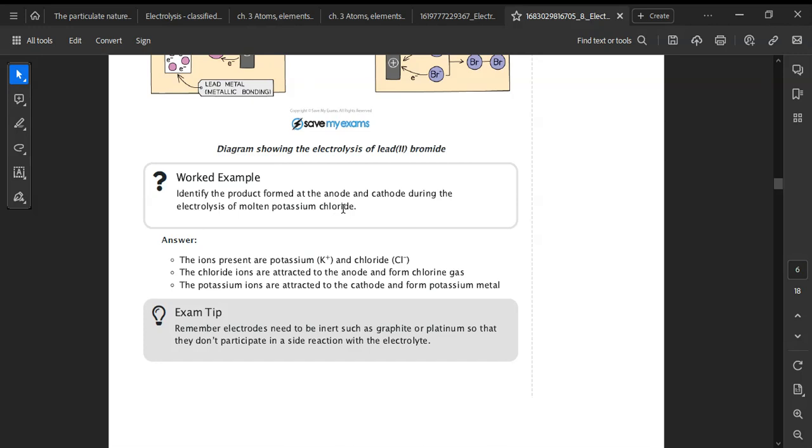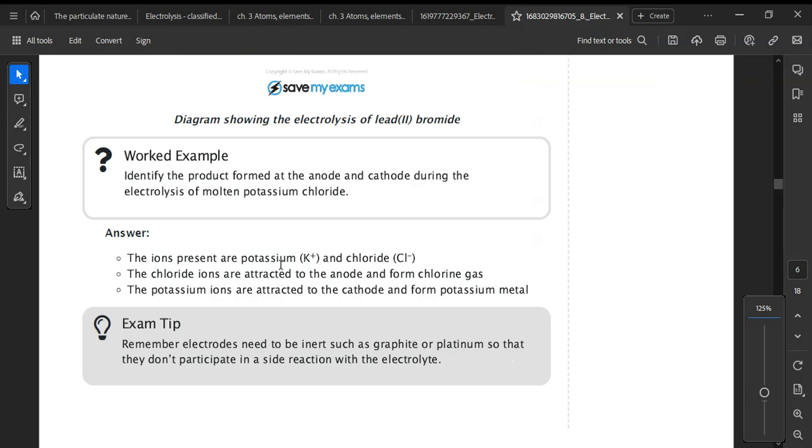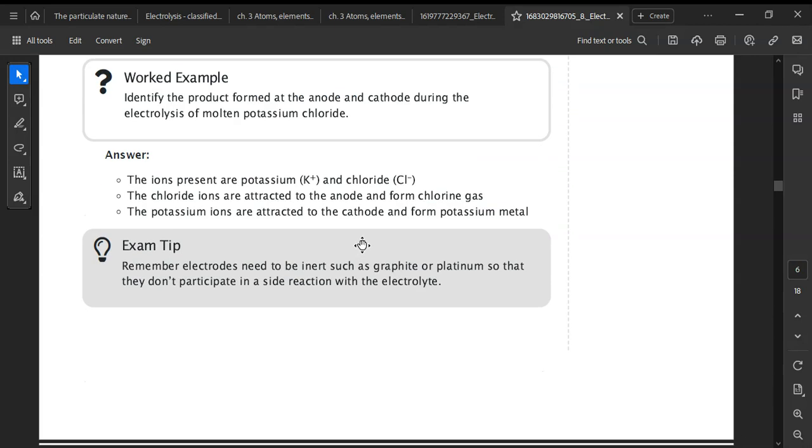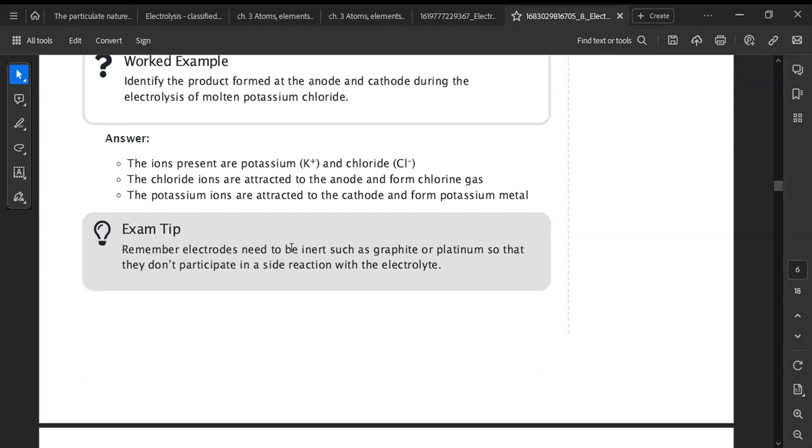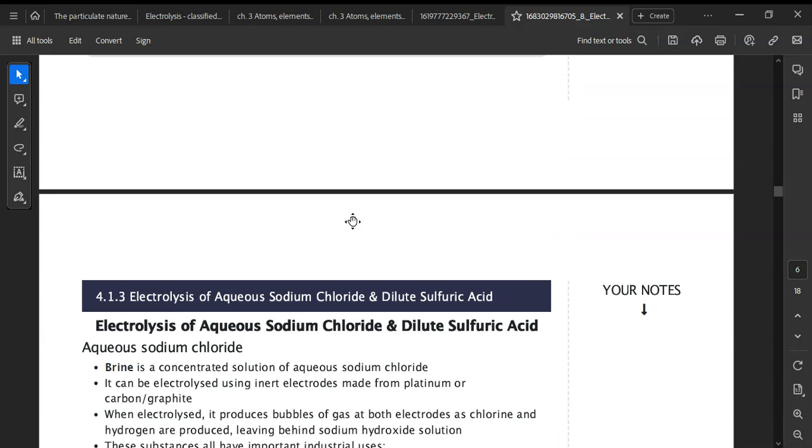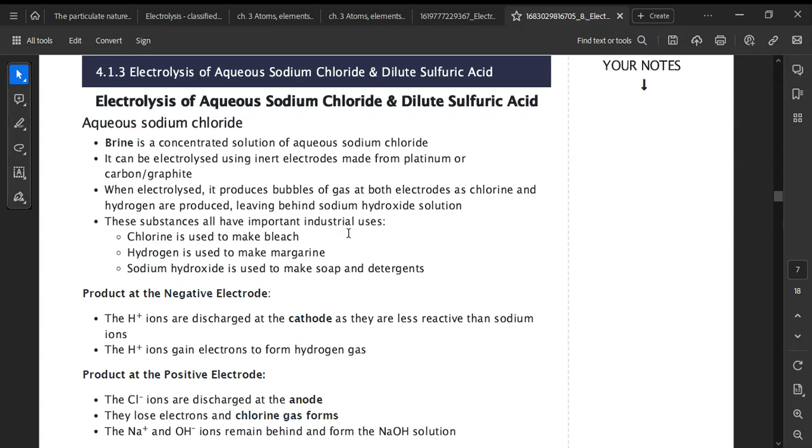Okay, so do this, and then the answer to this question will be: the ions present are potassium and chloride. The chloride ions are attracted to the anode and form chlorine gas. The potassium ions are attracted to the cathode and form potassium metal. Remember that electrodes need to be inert, such as graphite or platinum, so that they don't participate in side reactions with the electrolyte. Moving on, electrolysis of aqueous sodium chloride and dilute sulfuric acid.